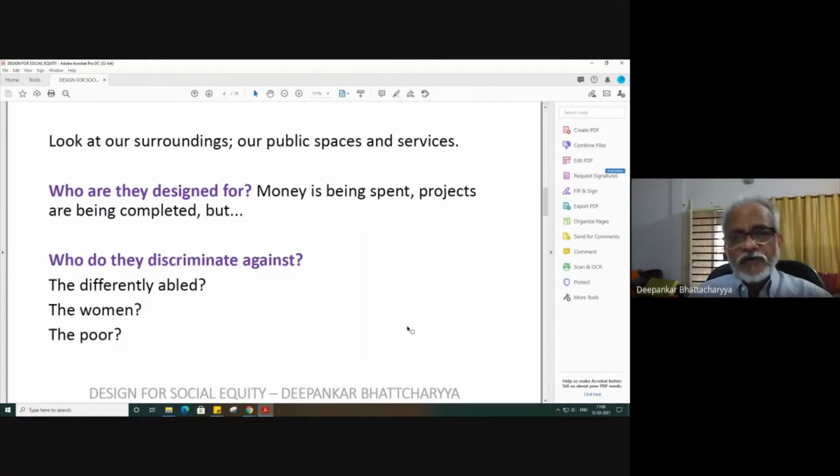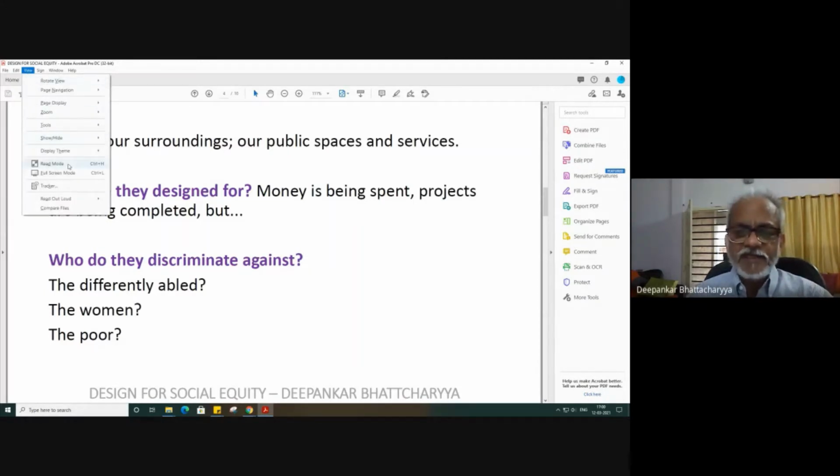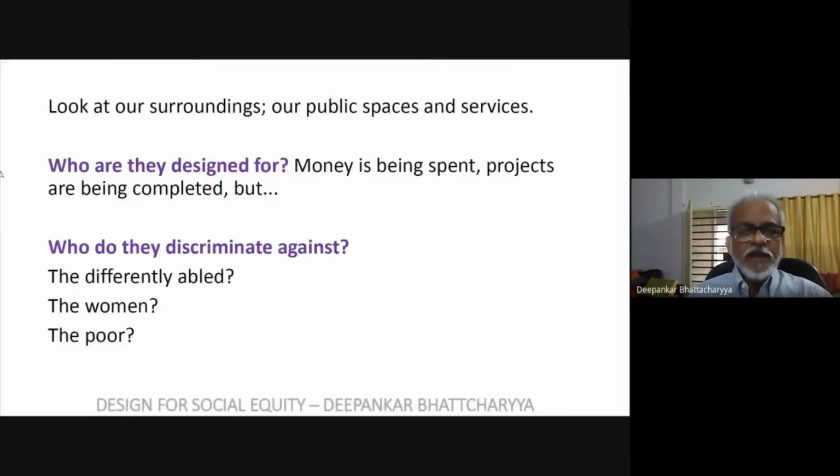Now, of course, there have been people who have been designing products around this. And as I mentioned earlier, town planners and architects and communication designers have been involved in all of this for a very long time. But when it comes to equity, we've had quite a history of unequal services and spaces.